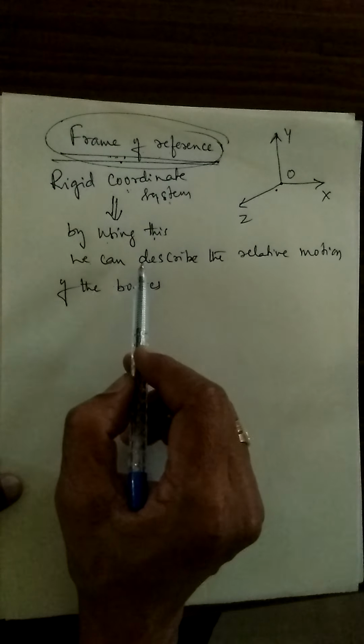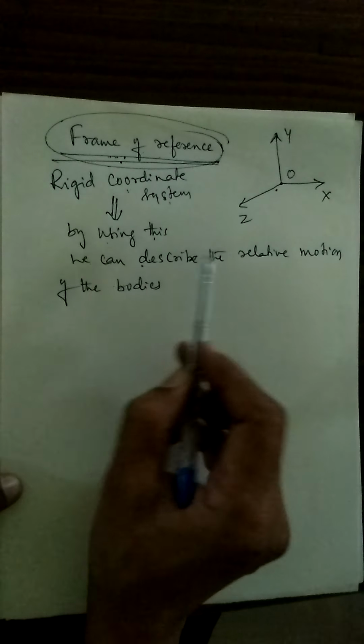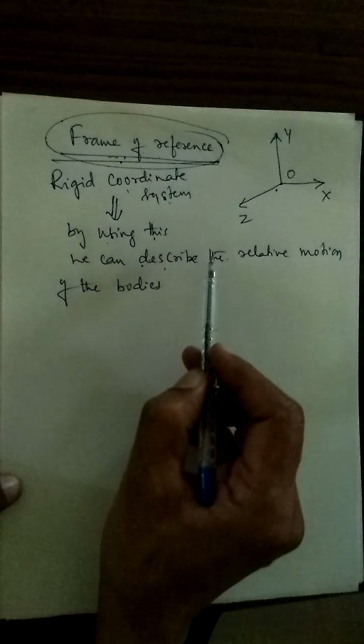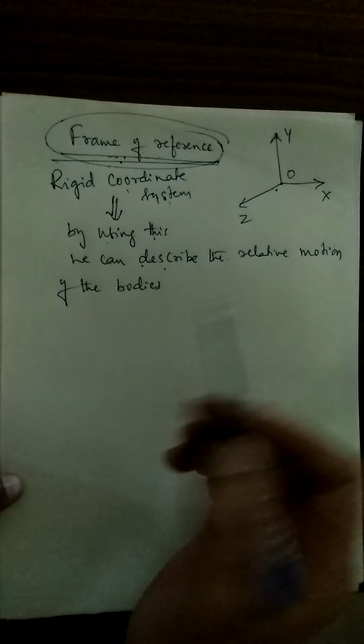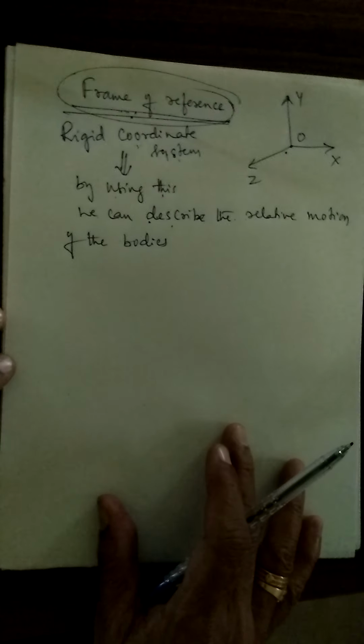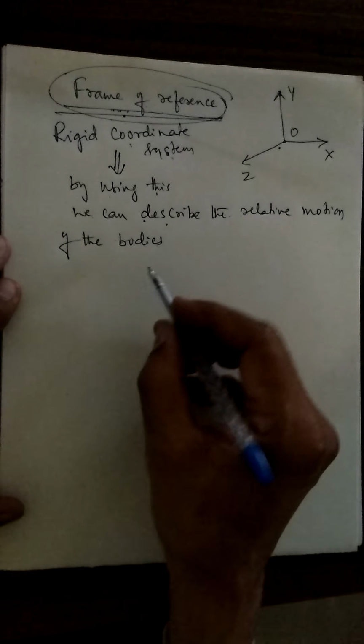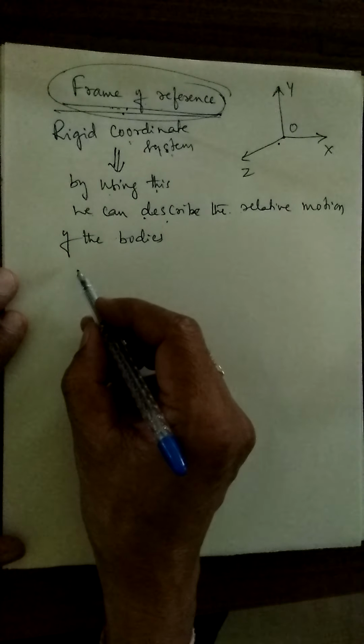Using that, we can describe and explain the relative motion of bodies. So what do you mean by the relative motion of a body? For example, if the body is at rest with respect to something else that we can consider.